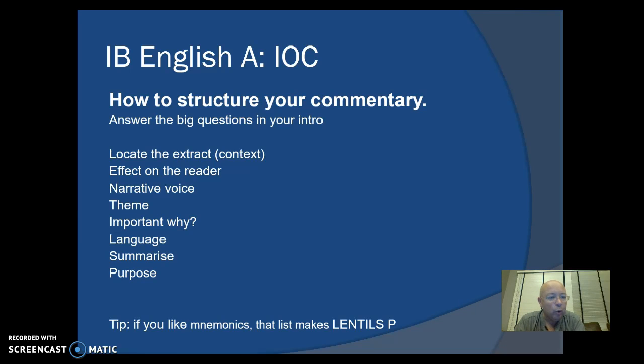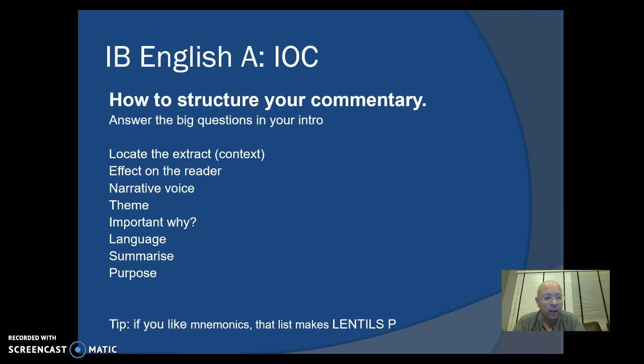You want to obviously summarize the extract as well. Do the basics, say what you see, what's happening in that extract. You can do that fairly briefly. And also the purpose. One of the big things is to talk about the writer in the extract, not just the characters. So what is the writer trying to get you to think or feel as a result of that extract? Okay, so those are the basic things to go through.